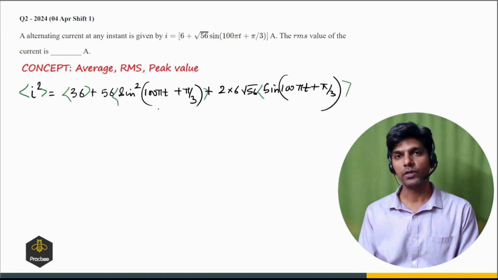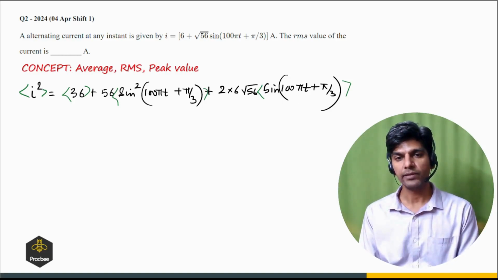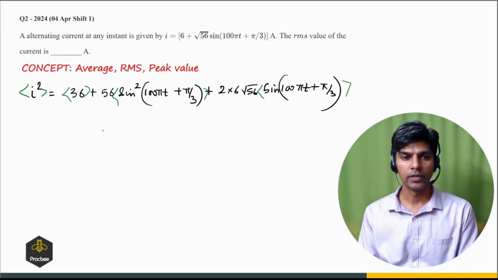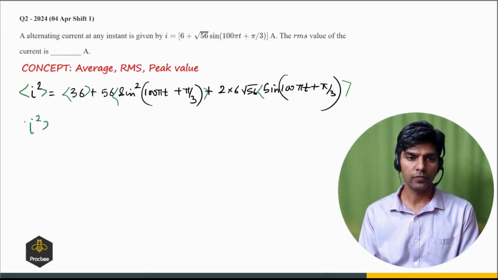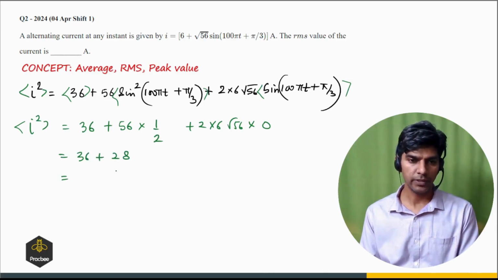The average value of a sine square function over a long interval of time is 1 by 2, and the average value of a sine function over a long period of time will be 0. So we can say the average value of the I square function will be 36 plus 56 times 1 by 2 plus 2 times 6 times root 56 times 0. So this comes out to be 36 plus 28, which will be 64.